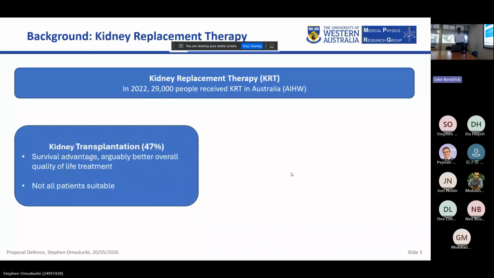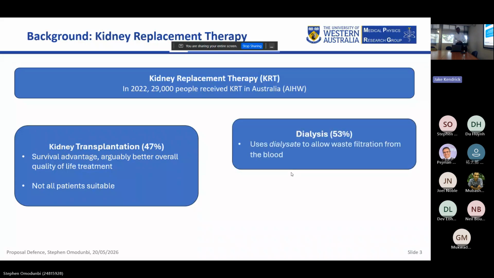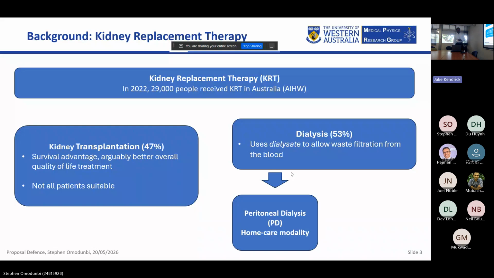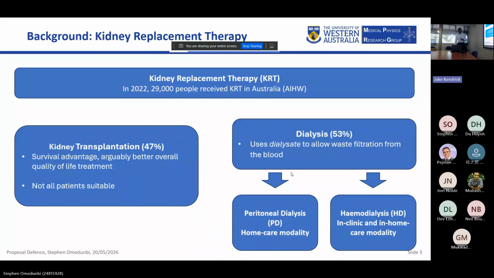In terms of kidney transplantation, it has a survival advantage and arguably better overall quality of life, but not all patients are suitable for it. And obviously there aren't always kidneys to go around for patients. So the other patients are left with dialysis, which uses dialysate to allow waste filtration from the blood. There are two main modalities of dialysis: peritoneal dialysis, which is a home care modality, and hemodialysis, which is mainly an in-clinic modality. And my project will be to do with predicting the transition of some patients that will need to transition from PD to HD.